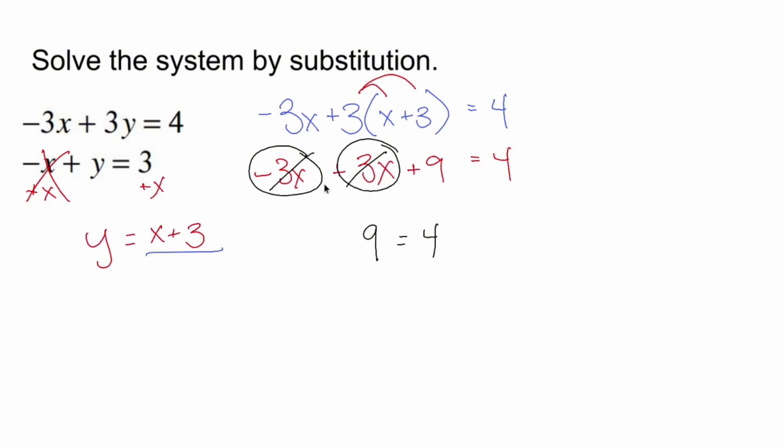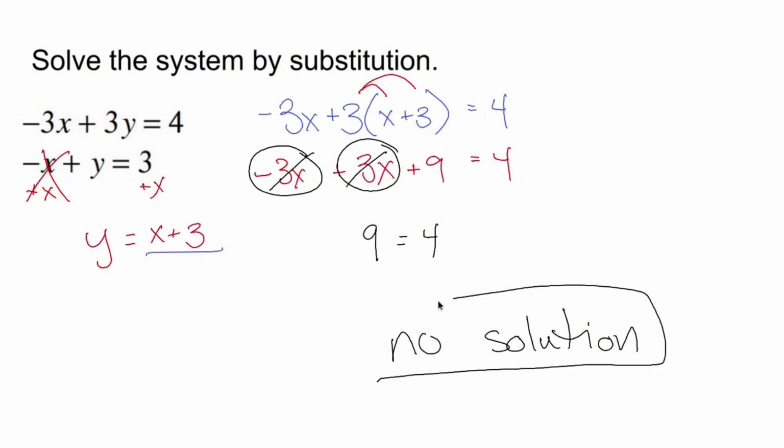Well, if my variables cancel out and I'm left with something that doesn't make sense, I'm done. And my answer in this case is no solution. Now, in this problem, if I were to solve both of these for y and graph them, I'm going to end up with parallel lines. And parallel lines don't intersect, which means there's no point where both of these will meet. Both of these guys are never going to meet up anywhere, so there's no solution.